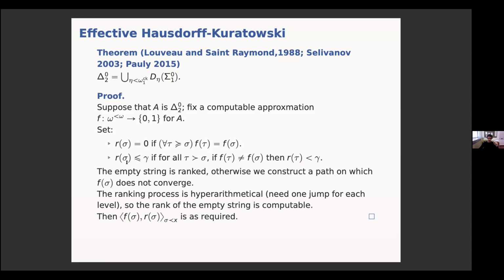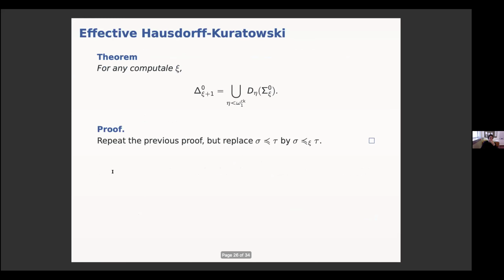And to define rank gamma, I need gamma many jumps. And the whole point is that this will have to stop at some ordinal. The empty string will eventually be ranked, because if not, if it's ill-founded, then I will be able to construct a path on which the guessing process does not converge, contrary to the assumption that I started with the guessing process for a genuinely delta 2 set. And the whole process is hyperarithmetical, so the rank of the empty string will be a computable ordinal.